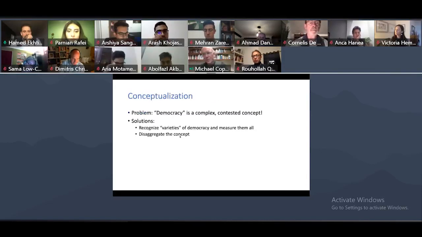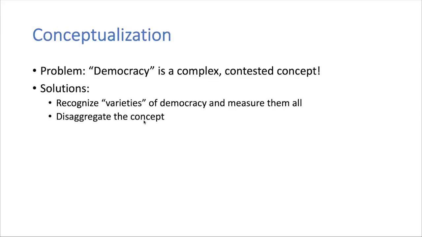Next slide. So the conceptualization is definitely a challenge because democracy means many things to different people. It's a very complex, contested concept. So we address that problem by first recognizing that there are different varieties of democracy that are all considered legitimate, and we attempt to measure them all. And secondly, we're not content to stay at a very high level of aggregation, dealing with general concepts. We also break down the concept into its components and subcomponents and sub-subcomponents, et cetera.